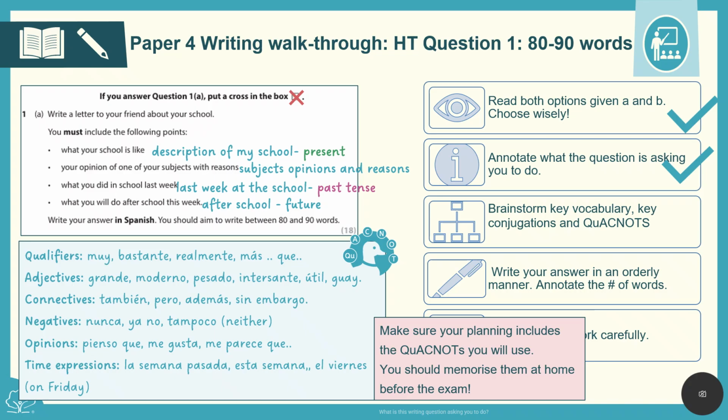Now this is obviously an acronym, QUACKNOT, for all those elements that will make your answer much better, because you must include somewhere in your answer, not for every bullet point, some qualifiers. Obviously you need loads of adjectives, connectives, negatives, opinions, and time expressions. So it's a good idea to remember this acronym, so then you are sure that you're answering the bullet points with a lot of information that is needed to get all the marks.